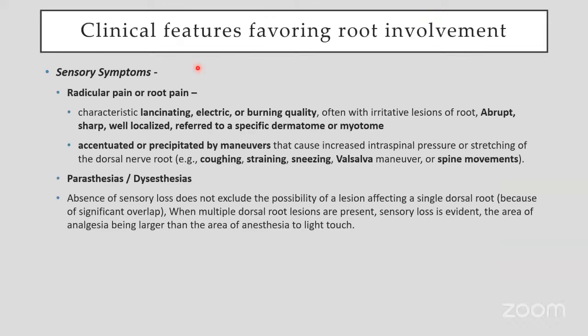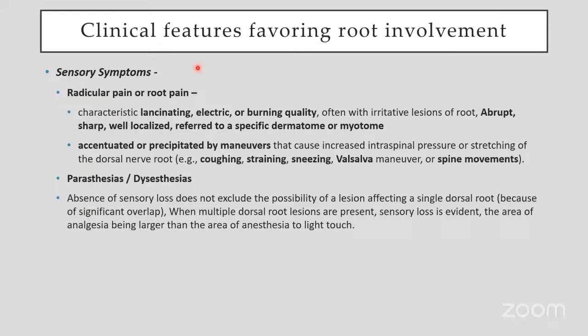Moving on to clinical features favoring root involvement. Sensory symptoms: radicular pain or root pain. It is a characteristic lancinating, electric or burning quality, often occurring with irritative lesions of the root. This is abrupt, sharp, well localized, and refers to a specific dermatome or myotome. It is accentuated or precipitated by maneuvers that cause increased intraspinal pressure or stretching of the nerve root, that is, coughing, straining, sneezing, Valsalva maneuver, or spine movements.